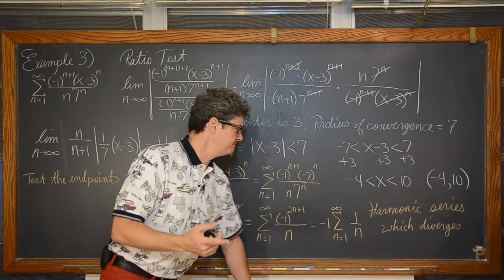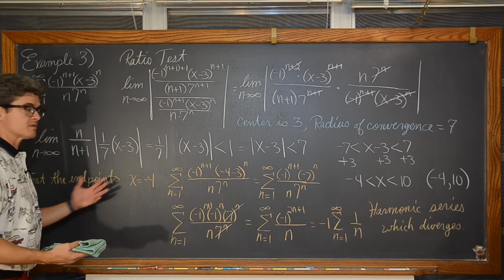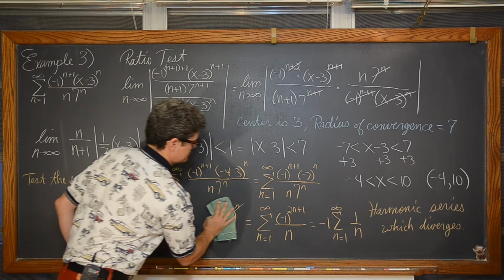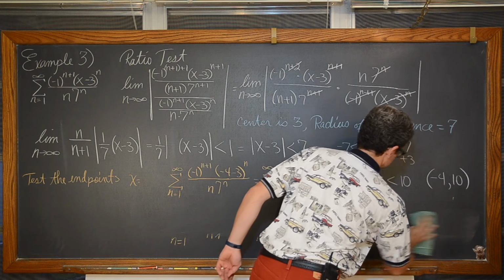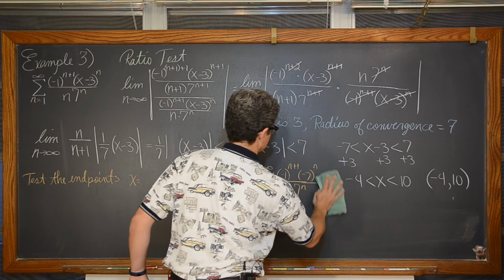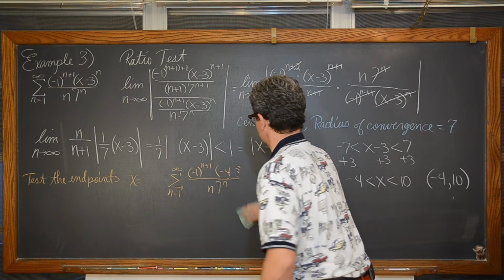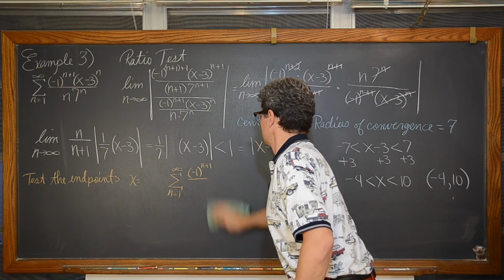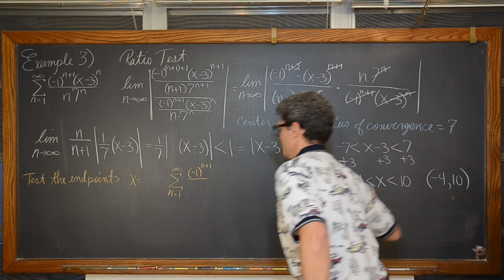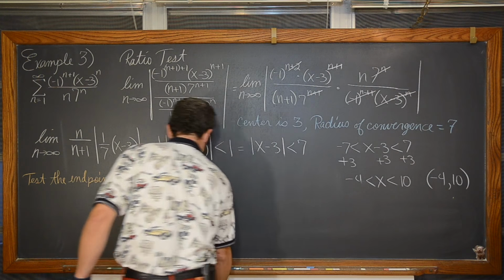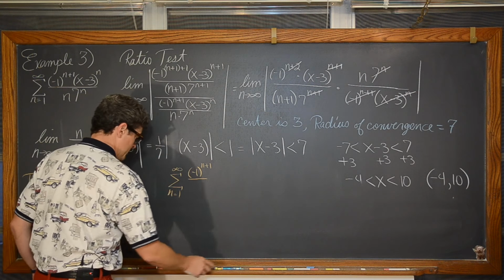Now let's check the 10. And I did run out of room, so hopefully this is okay. I'm going to go ahead and erase this. So I should have gone ahead and just erased all of it, huh? All right. Taking that x value of 10, plugging it in, what do we got?